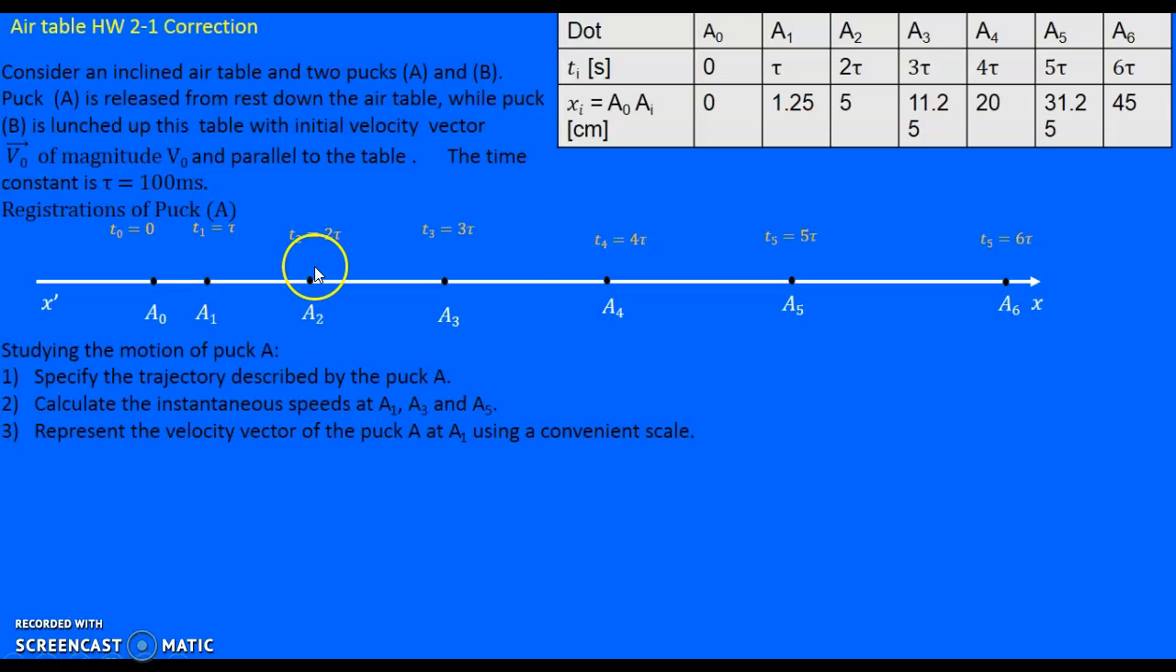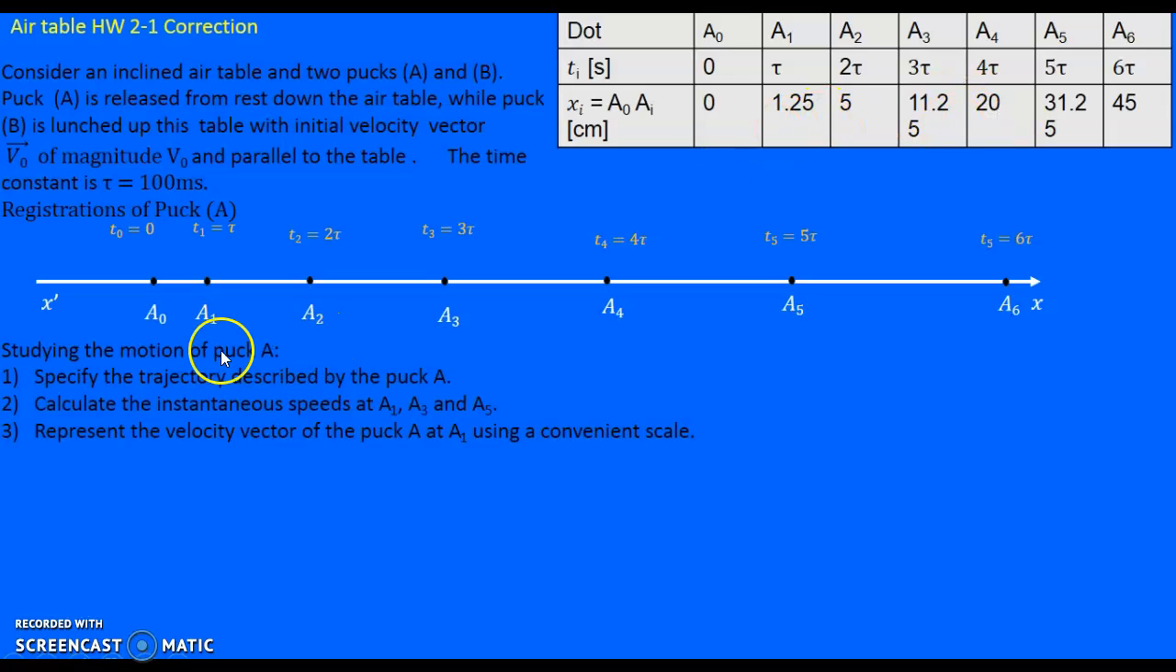Registrations of puck A are recorded. This is a table showing positions A0, A1, A2, A3 till A6, and instants T0, tau, 2 tau, so this is T1, T2, T3, T4, and so on. And given the distances between two successive positions xi, so it's called A0, Ai, so if i is 1, then this is x1, it's the distance from A0, and so on.